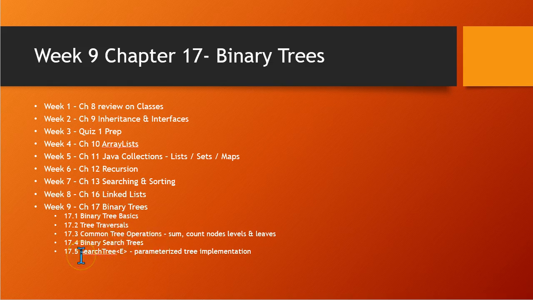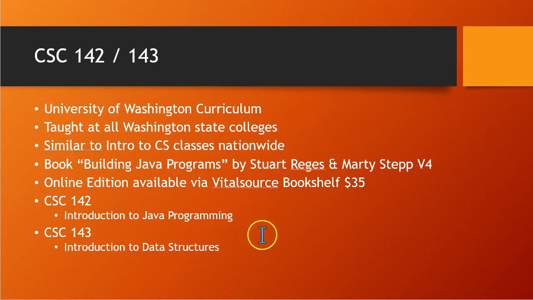There's also a section of the book on search trees that are parameterized, which is the same kind of stuff that we covered in 17.1, but it allows you to use any data structure. I'm not actually going to go over that because that's not something I have my students do, but you can take a look at it in the book. And just to remind you, 143 is the second of 2 Intro to CS programming classes we offer at South Seattle College. And this is information on where you can get that book available online.